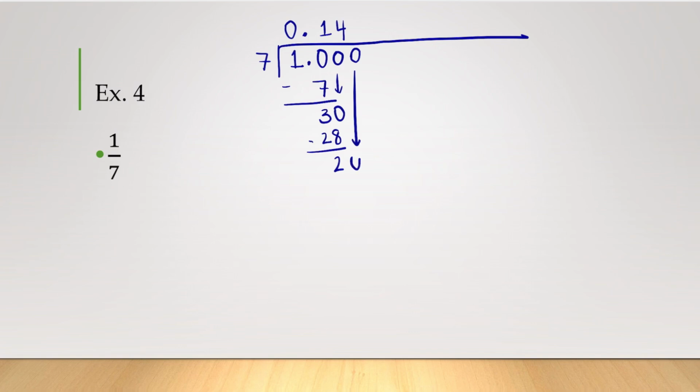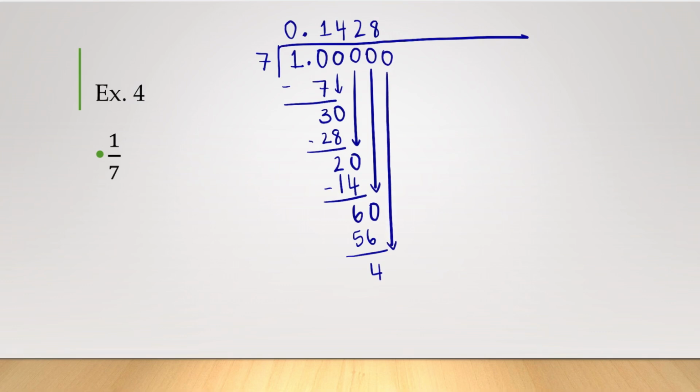Then it goes into 20 twice. So then I have 14. That gives me 6. I'm going to bring that back down. 7 goes into 68 times. That's 56. And 4. So you can see I'm still going. This is taking me a lot longer than the other ones did. 7 goes into 45 times. So that's 35. And I have remainder of 5.